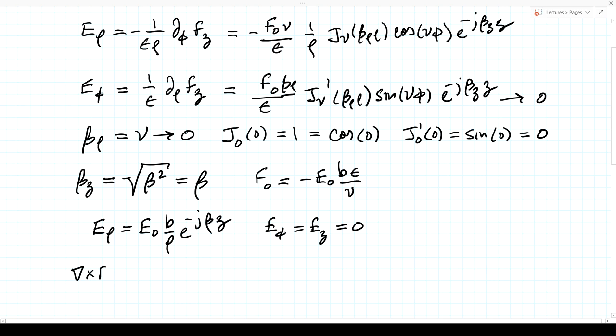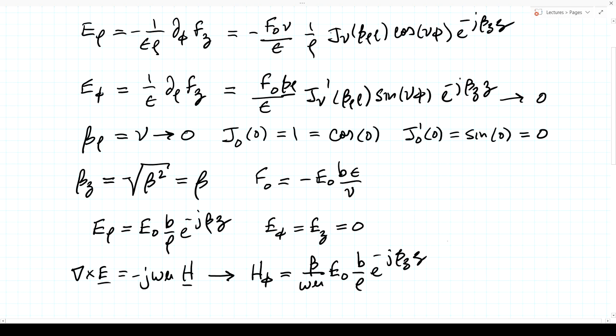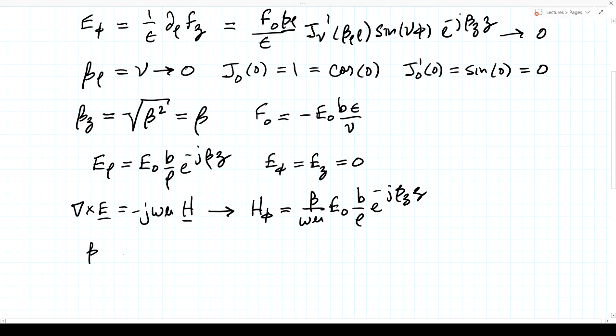Then we can use Faraday's law. The curl of E is minus j omega mu H. And that's pretty easy here because E has only a rho component. And from that, it's easy to show that H has only a phi component. H_phi is beta over omega mu, E0 B over rho, e^(-j beta z). And omega mu over beta is omega root mu epsilon. So that just leaves a root mu over epsilon, which is the intrinsic impedance of the material.